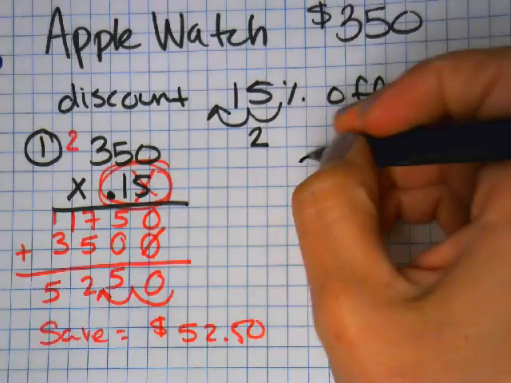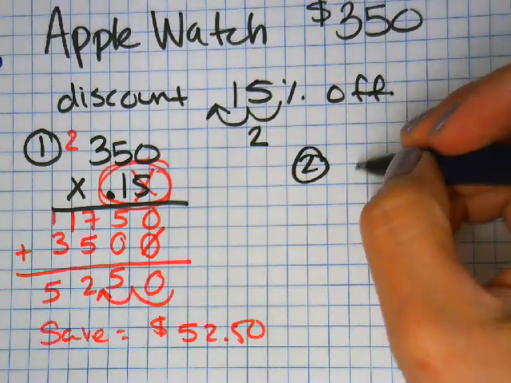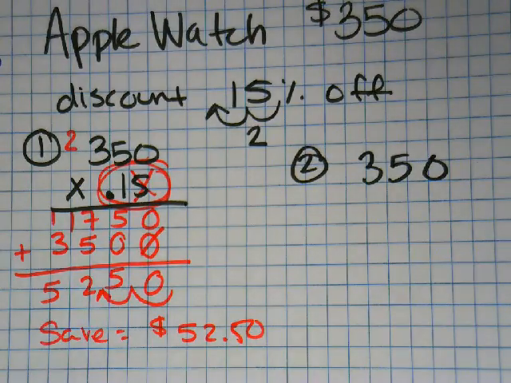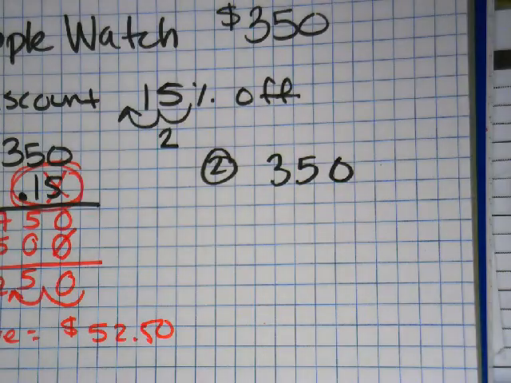Number 2. Now I'm going to subtract. You put the price on top because usually that's the bigger number. And we add a decimal and a 0, 0.